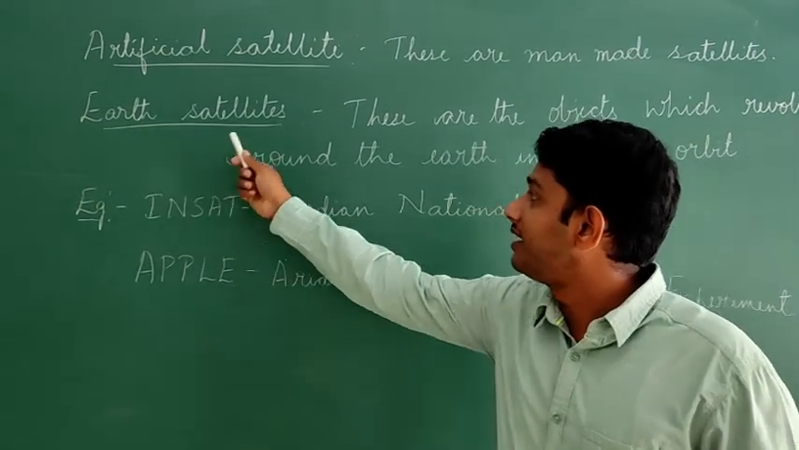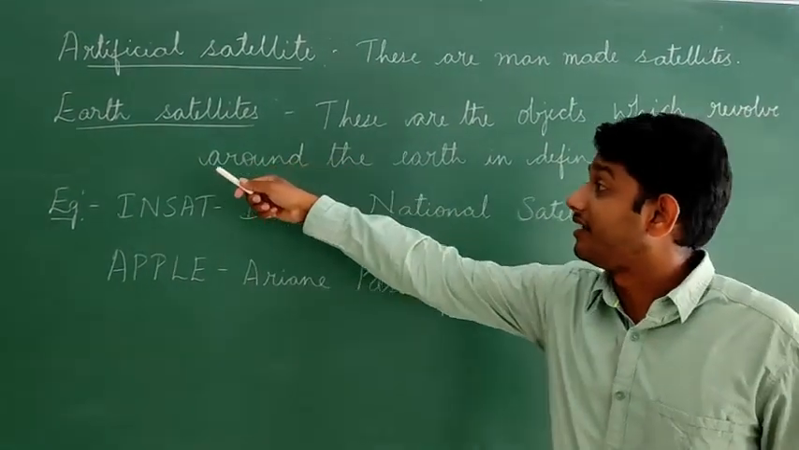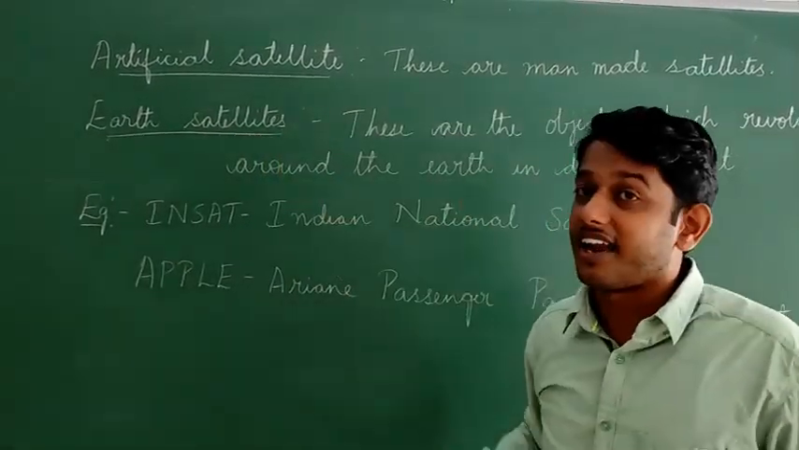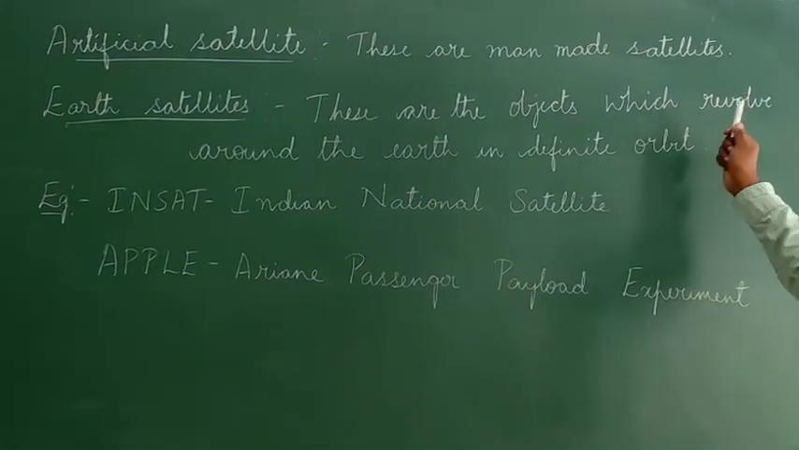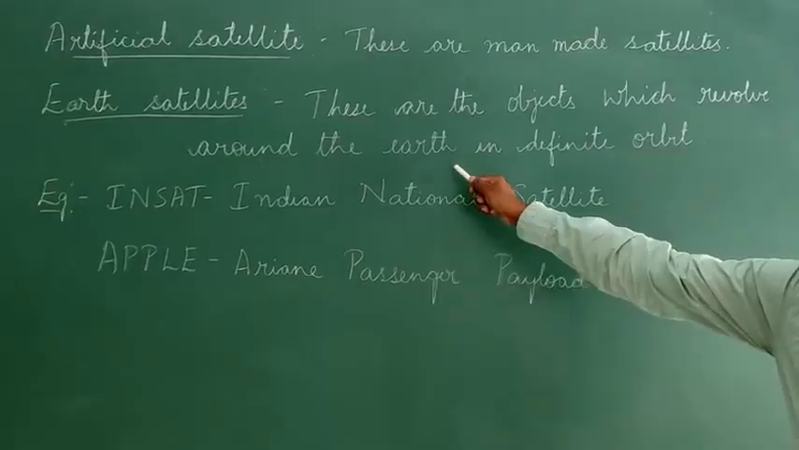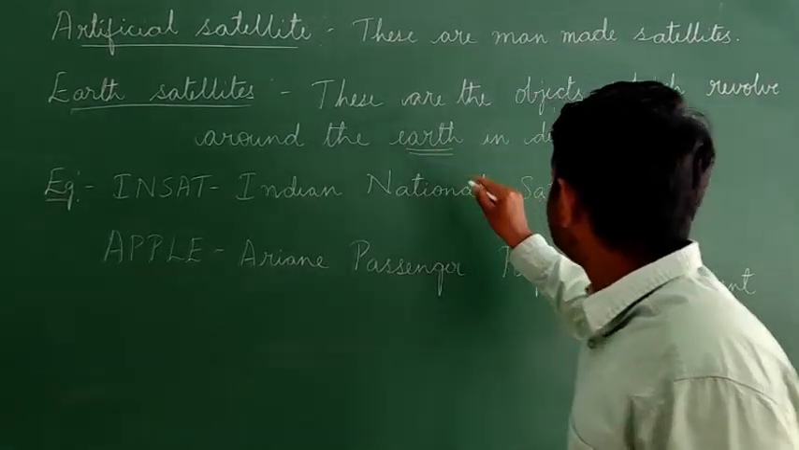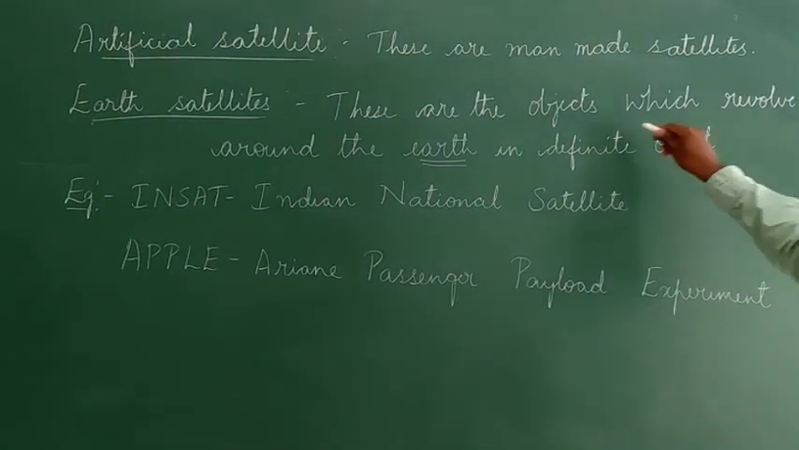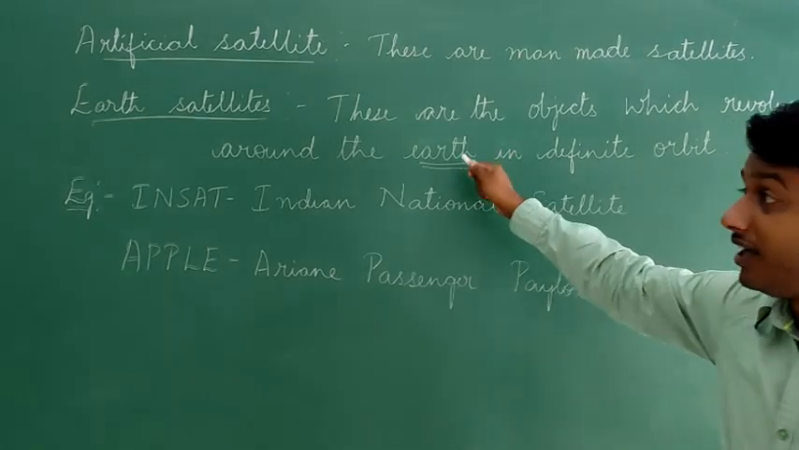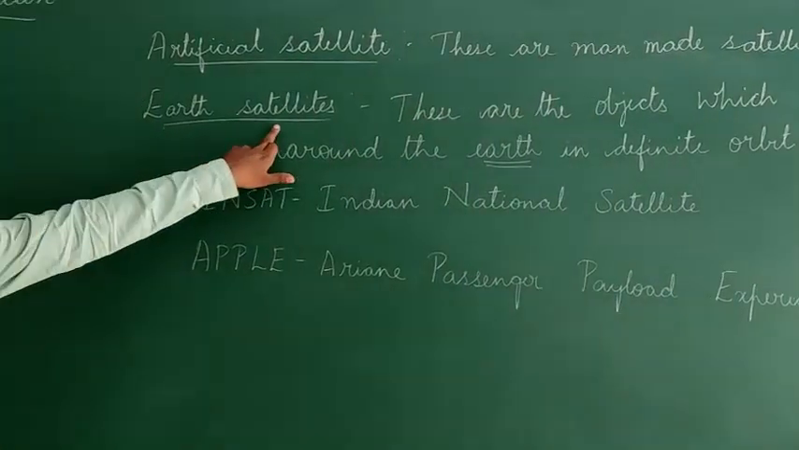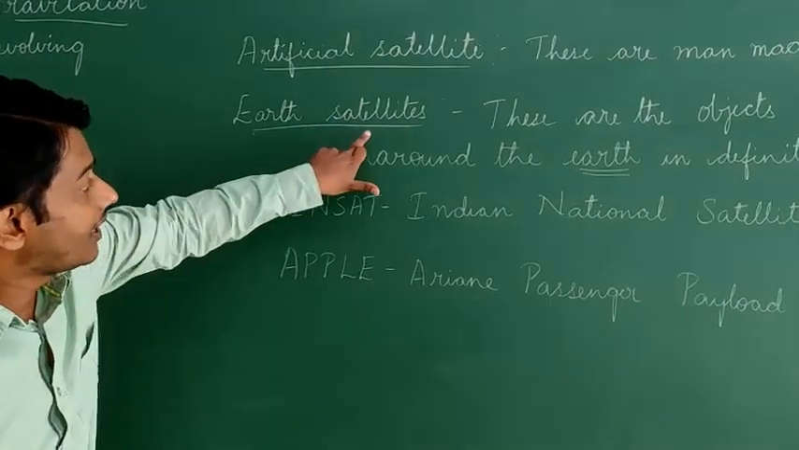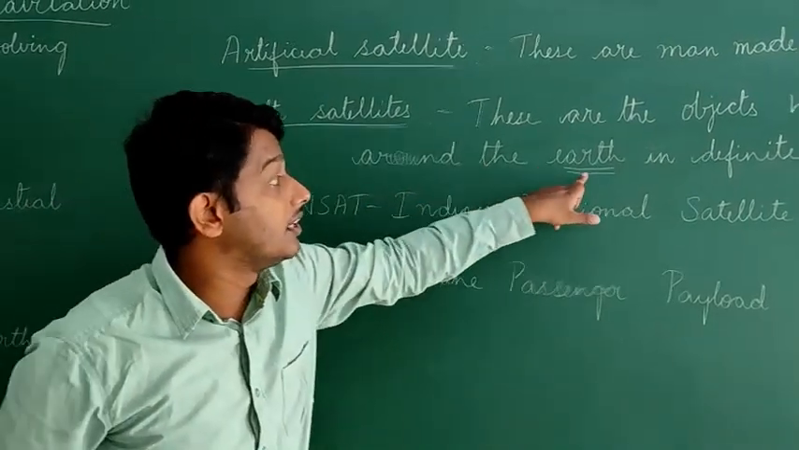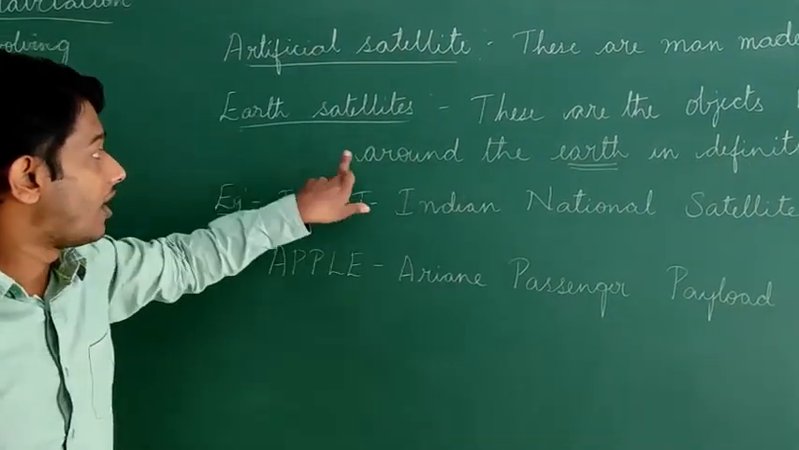The next one is the Earth satellite. Here the name itself suggests it. These are the objects which revolve around the Earth in a definite orbit. I'll repeat again. These are the objects which revolve around the Earth itself. Because the name is Earth satellite, the satellite should revolve around the Earth itself. Objects which revolve around the Earth in a definite orbit are called Earth satellites.